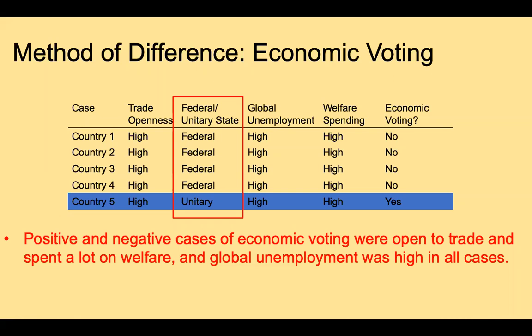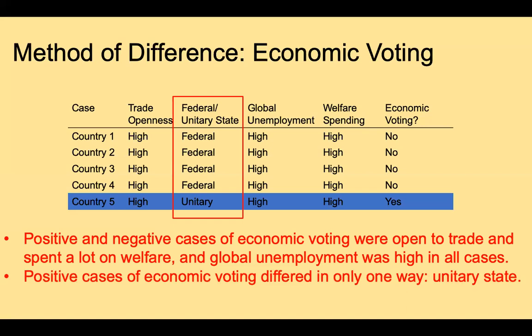So it appears as though there wasn't accountability even in those instances where unemployment was high, and frankly we don't have any variation on that variable, so we can't say whether low unemployment would have triggered economic voting, and so maybe there's a limitation in the data in that regard. But what I also picked out was that the positive cases of economic voting differed in only one way, and that was the unitary state federal state variable.